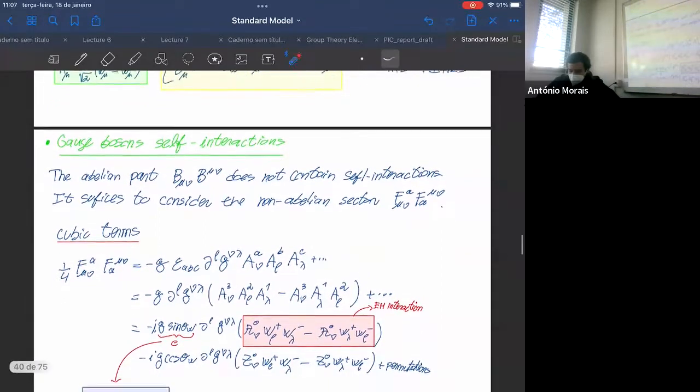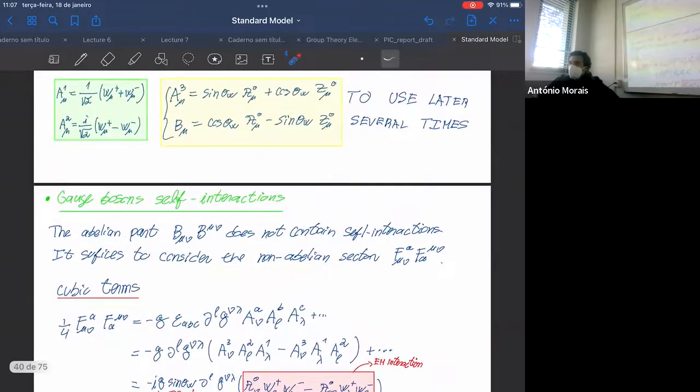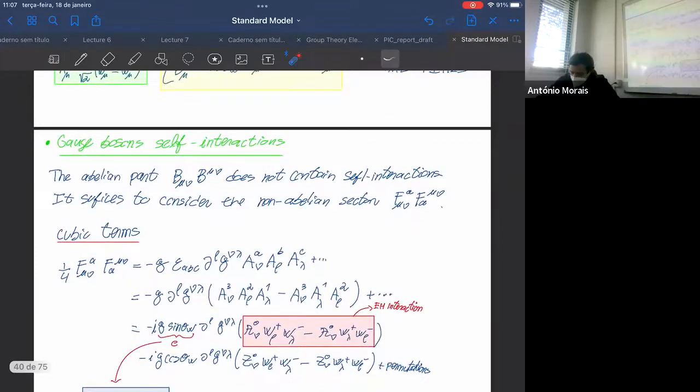We expand these things and we replace this. Now we have A3, we have A2 and A1. Let's replace with this above here, and we get these two possibilities: A0 with W's and Z0 with W's. This means that the W's have electromagnetic interactions, so this is an electromagnetic interaction, and they also have weak interactions because they interact with Z. Of course, there are plus permutations of the indices.